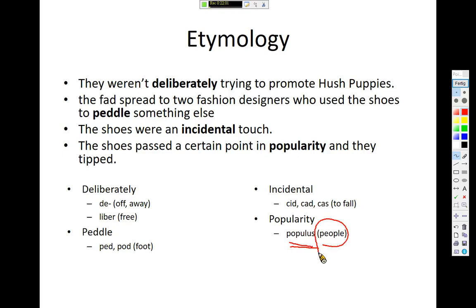So "full of people" refers to popularity, right? Of the people, you are among the people, so you are welcomed by the people. So you are popular. Popular, of the people. And "ity" refers to some kind of status or condition. So this is the condition of the people. You are welcomed by the people, so you are full of popularity. So it's good to learn some roots, right?